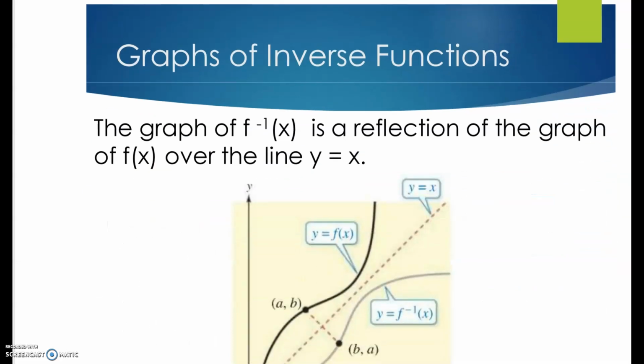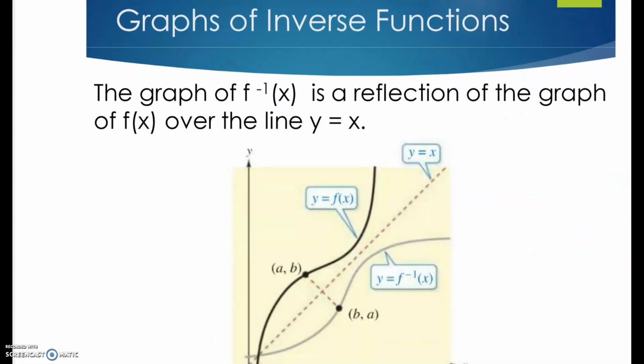Okay, a quick note about the graphs of inverse functions. The graph of the inverse is the reflection of the graph of the original function over the diagonal line y equals x. So here you see that dotted line, y equals x. The black line is the original f function. The gray line is its inverse. If you folded the paper on that dotted line, those two things would match up perfectly.